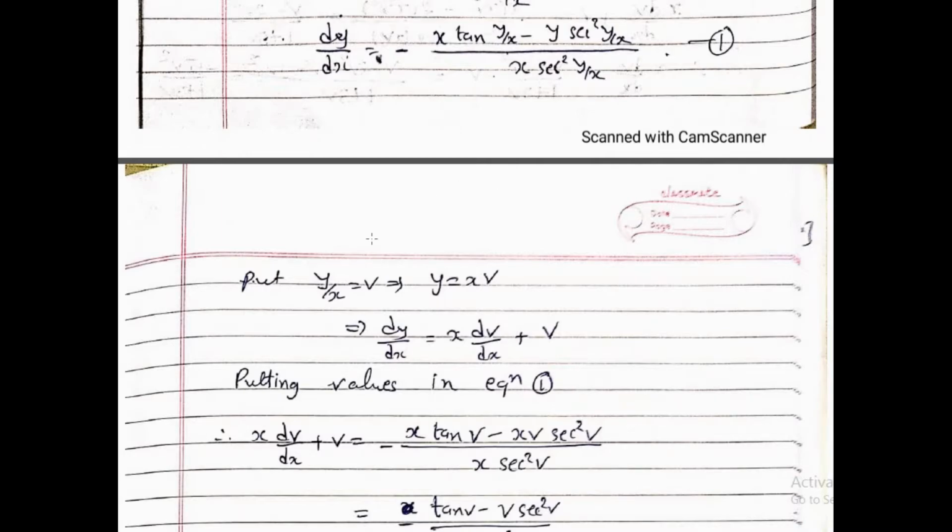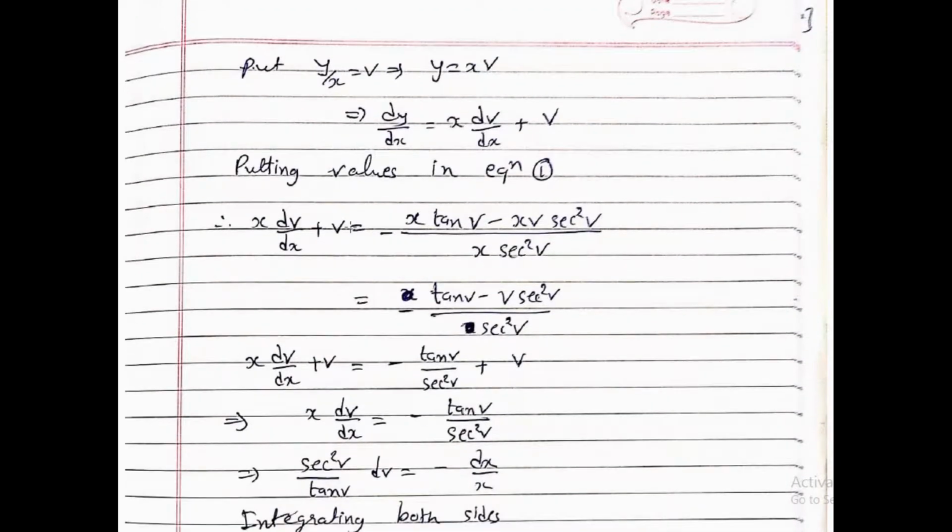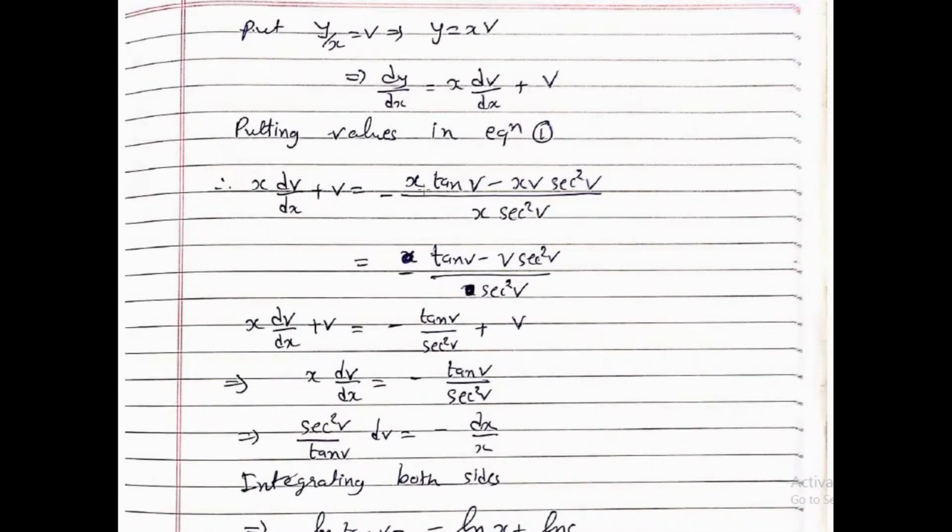Put y by x equal to v, and that will give you y equal to vx and dy by dx equal to x dv by dx plus v. Now putting all these values in equation 1, that will give you x dv by dx plus v equal to minus (x tan v - xv sec² v) upon x sec² v. And simplifying this one, so minus tan v upon sec² v plus v.